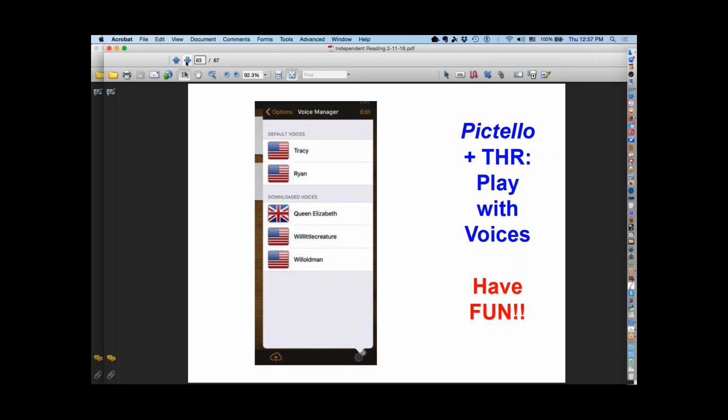Isn't that wonderfully creepy? So that's a great example, and I was using the Will Old Man voice there, reading a Tar Heel Reader book, downloaded into Patello, so now I could choose a fun voice to read it in and just have so much more fun with it. It's just a blast, because we want to remember at the end of the day, if kids don't like reading, we're in big trouble. So we really want to make sure that our students love reading.